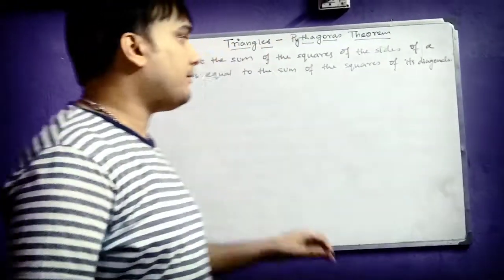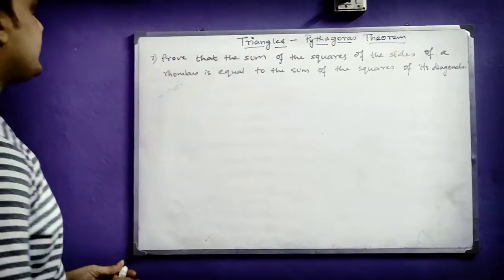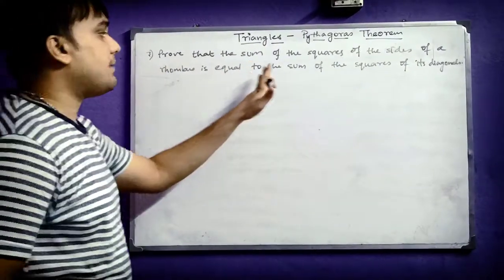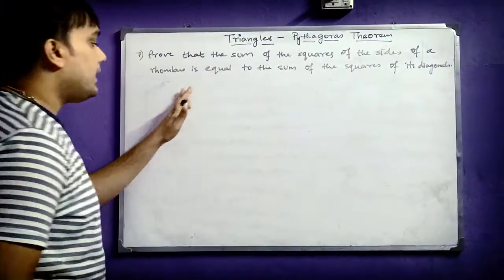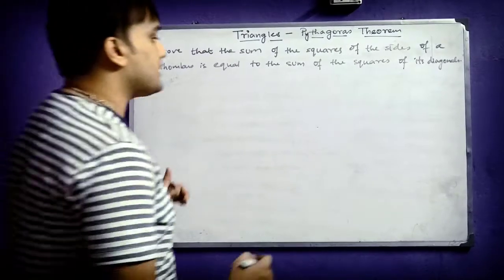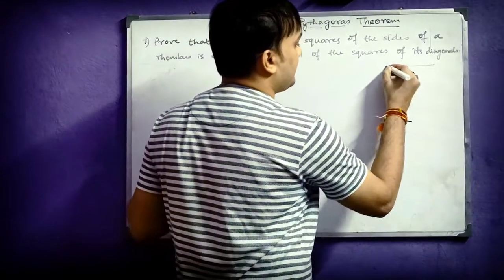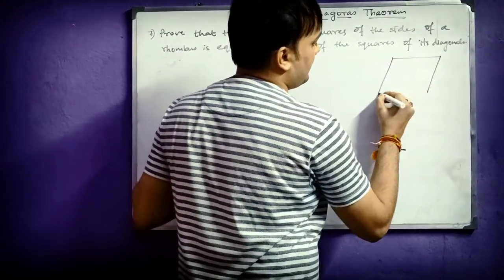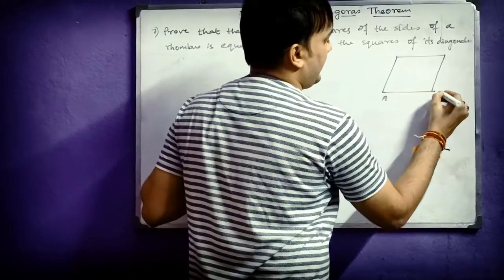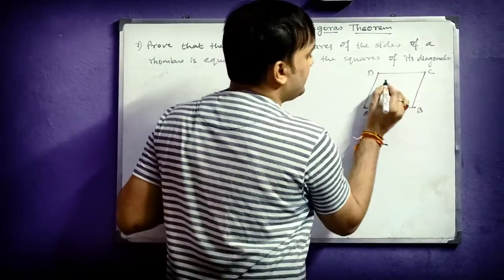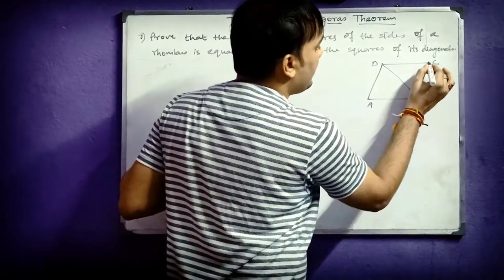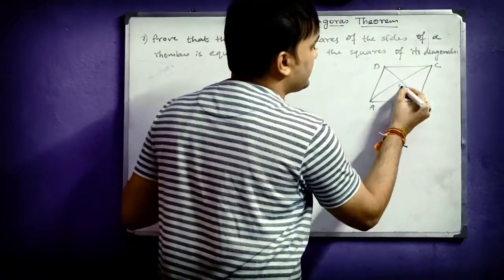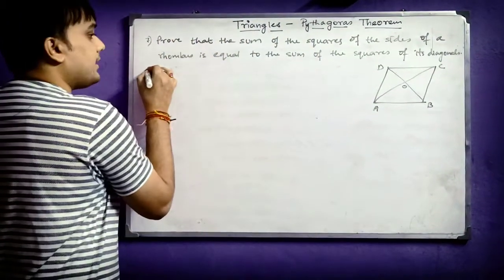Okay, students. Now I have taken question number 7 here. As you can see, we have to prove the sum of the squares of the sides of a rhombus is equal to the sum of the squares of its diagonals. So let us draw a rhombus here. As you can see, this is the rhombus ABCD. BD and AC are the diagonals intersecting at O. So what is given here?